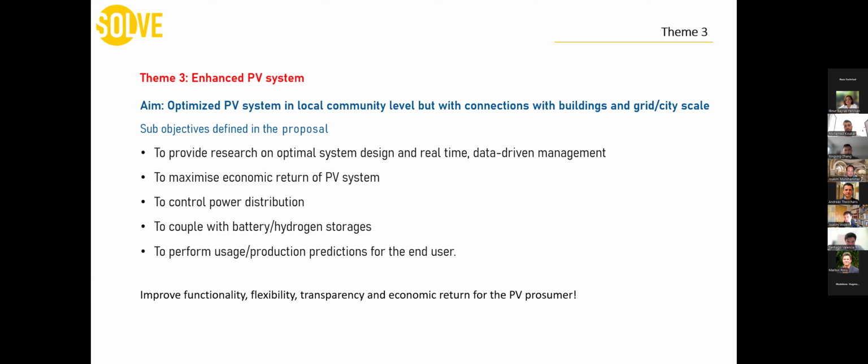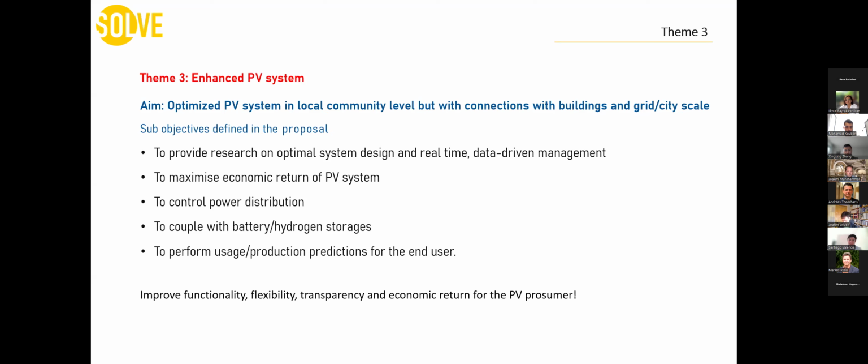It's largely based on optimal system design. They try to find optimal system design by data-driven analysis. You want to maximize economic return of PV systems, but you also want to look into, for example, the global warming potential of systems, as we will hear more about. And there's also a challenge, of course, to investigate the control of power system distribution, like how does PV affect the local system. And an important thing here is also to connect battery and hydrogen storages, both in terms of economical performance, but of course technical being a thing.